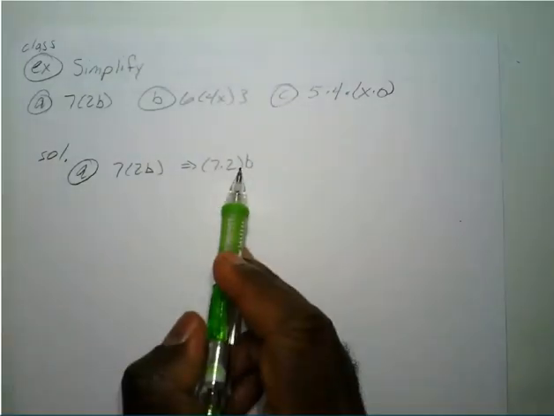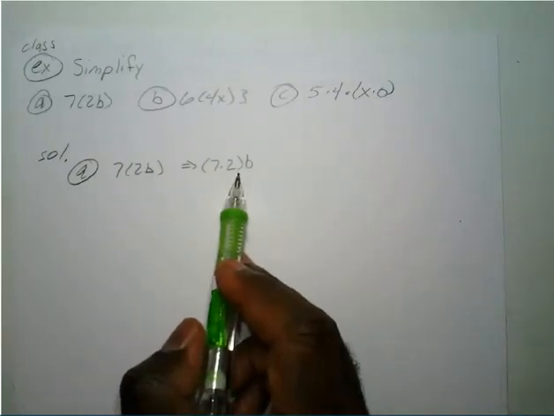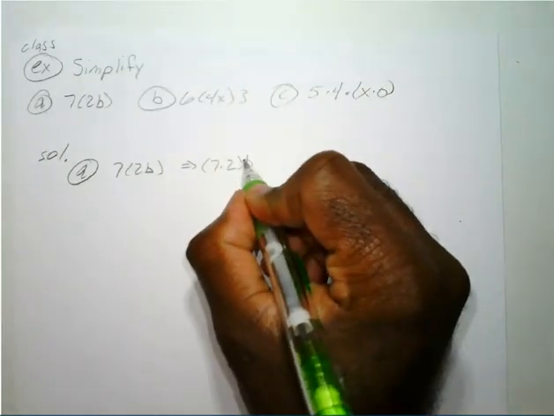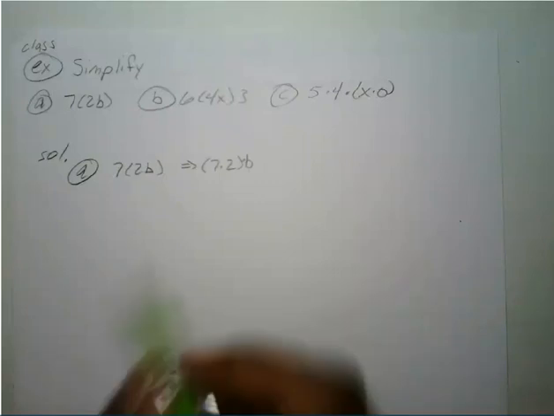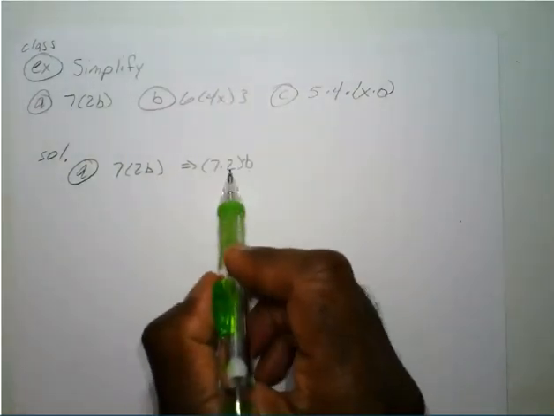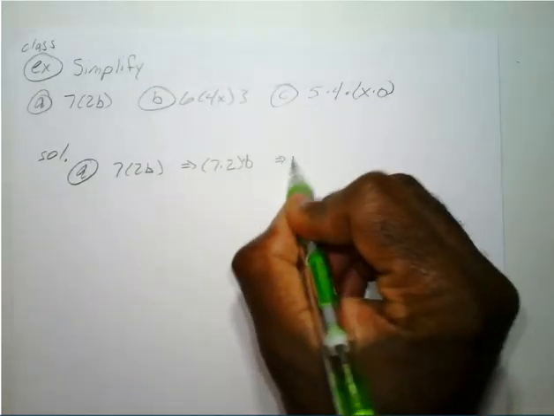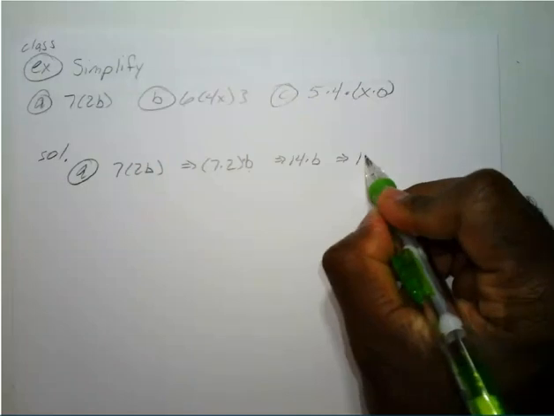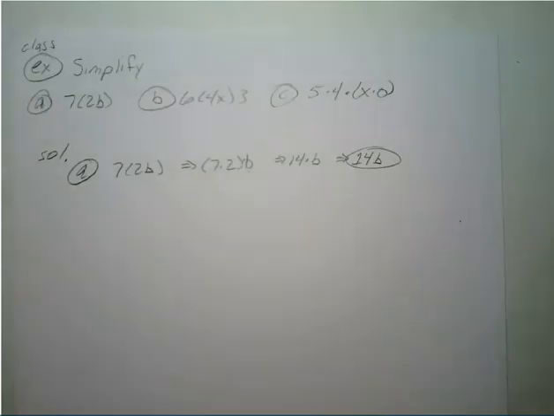Because whenever you have the parentheses and a number or variable next to it, it's automatically implied that it's multiplying. So you can put just the B right here, or you can put the dot for multiplication right there. Either way, it's the same thing. Okay, so 2 times 7, or 7 times 2, is 14. So you have 14 times B, or just 14B, which is the more common way to write it.